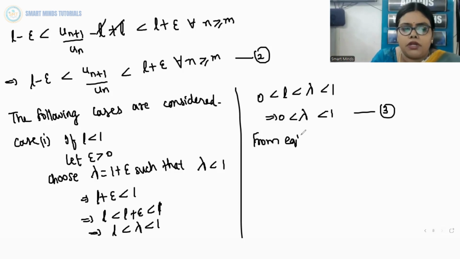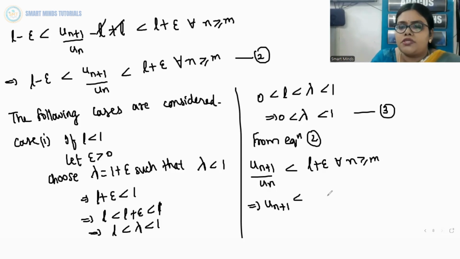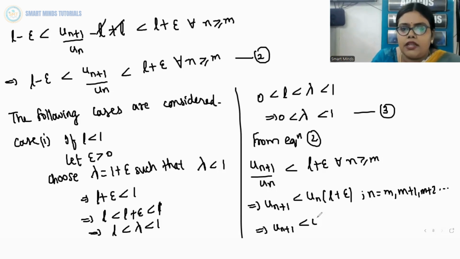Now from equation number 2, un plus 1 by un is less than L plus epsilon for all n greater than or equal to m, which implies un plus 1 is less than, now I am multiplying un on both sides to cancel this by un, un into L plus epsilon, where n is equal to m, m plus 1, m plus 2, and so on. And un plus 1 is less than un into lambda. This bracket I am taking as lambda, where n is equal to m, m plus 1, m plus 2, and so on.